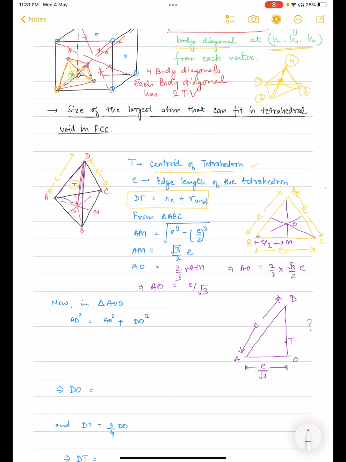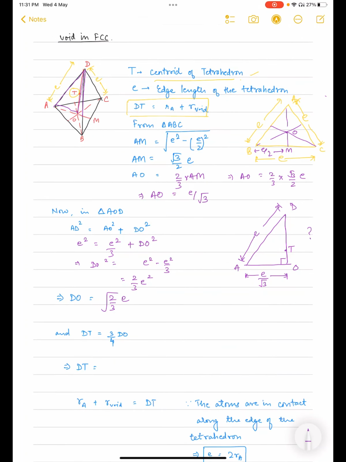So applying Pythagoras here, we get AD square is equal to AO square plus DO square. So AD square, E square, is equal to E square by 3 plus DO square. This gives us DO square is equal to E square minus E square by 3, which is 2 by 3 E square. So DO is simply the square root of 2 by 3 E square, which gives us under root of 2 by 3 E.